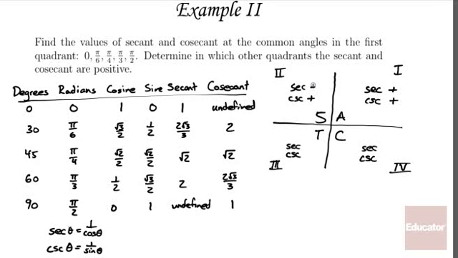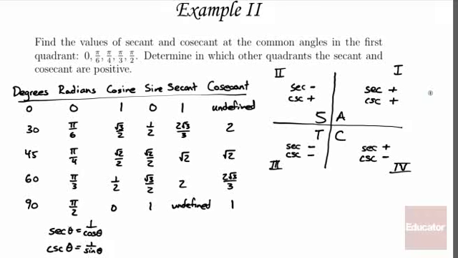In the second quadrant, sine is positive, which means that cosecant is positive, but cosine is negative, so secant is negative. In the third quadrant, tangent is the only thing that's positive. Sine and cosine are both negative, so secant and cosecant are both negative. And finally, in the fourth quadrant, cosine is positive, so secant is positive. Sine is negative, so cosecant is negative.